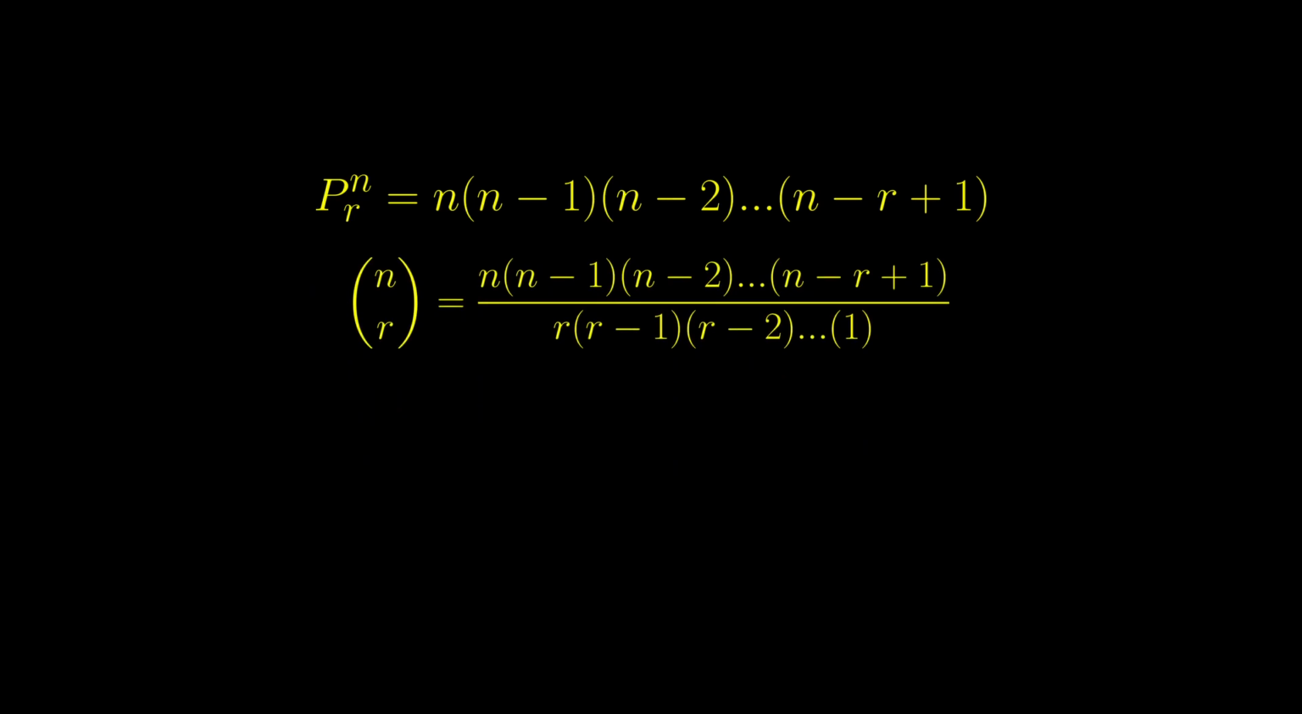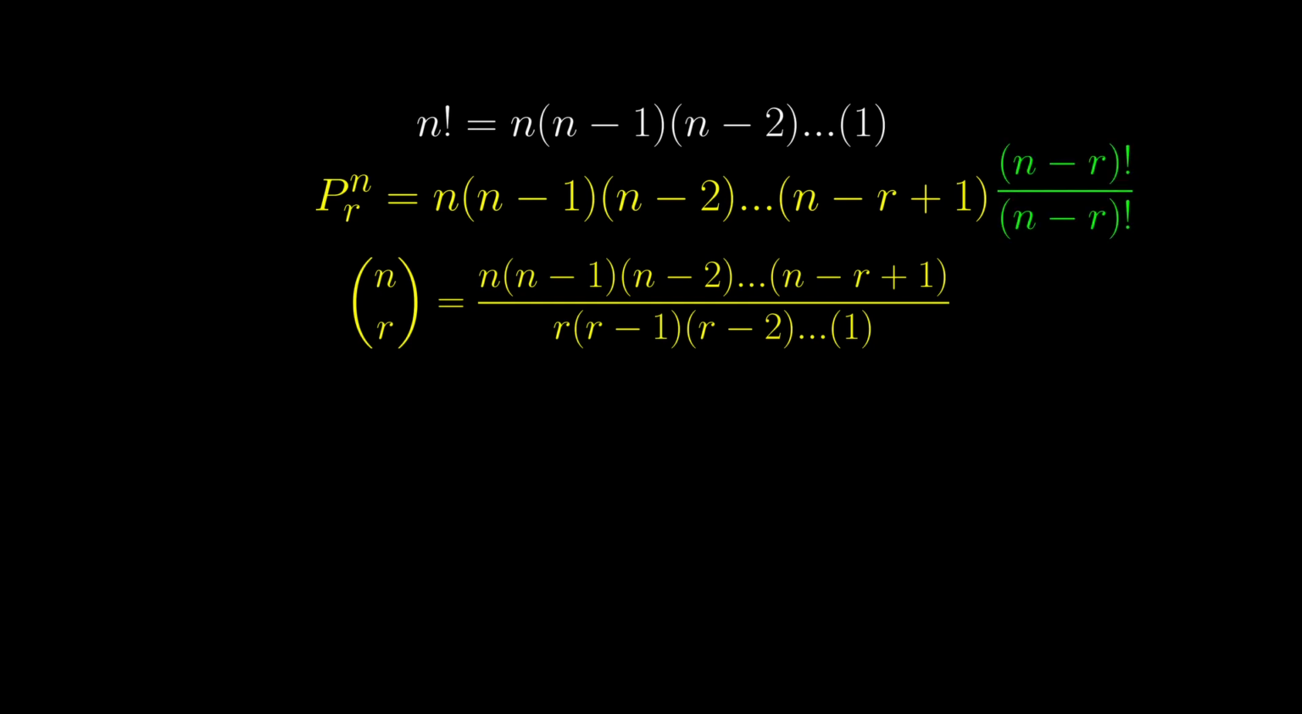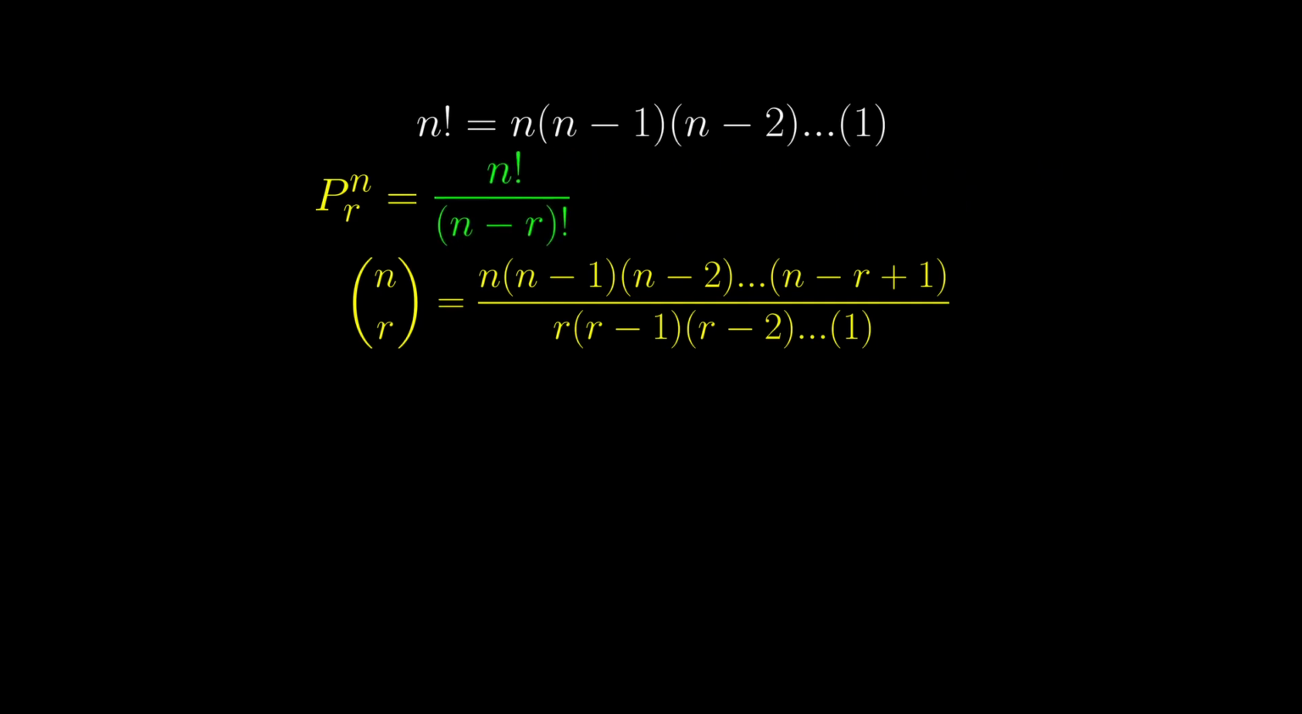These formulae are rarely seen because writing these out is annoying. In order to write less, we denote n factorial to be the product of the first n numbers. Why is this useful? Multiply the first formula by n minus r factorial on both the numerator and denominator. The numerator amounts to n multiplying all the way to 1, so it is n factorial. And so we can write the permutation like this, which is much easier than writing the entire product out. The same thing can be done to the combination formula.